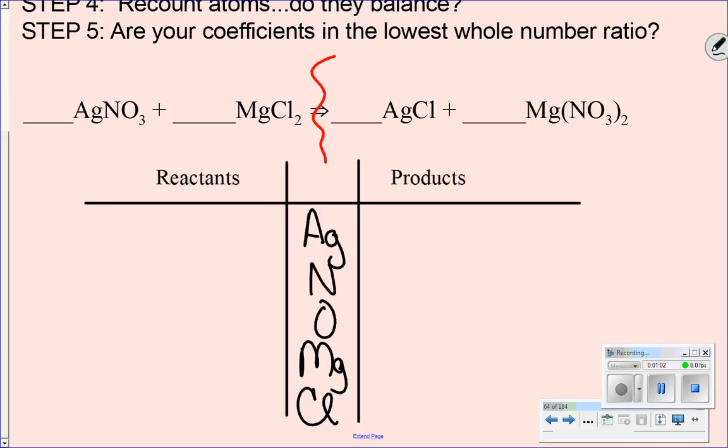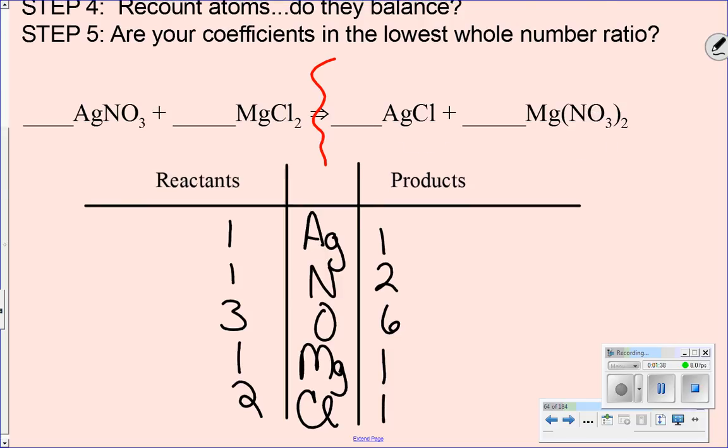So let's go through and count. We have our 1 silver right here, 1 nitrogen right here, 3 oxygens, 1 magnesium, 2 chlorines. Jumping over to the other side, 1 silver, 1 chlorine, 1 magnesium, 2 nitrogens, because that 2 is getting distributed, and 6 oxygens, because 2 times 3 is 6.